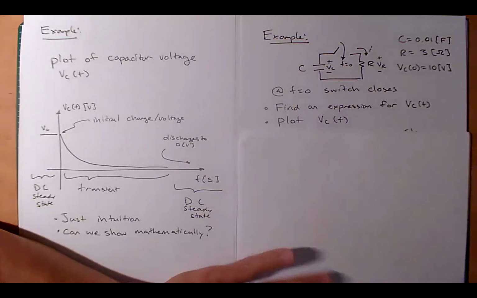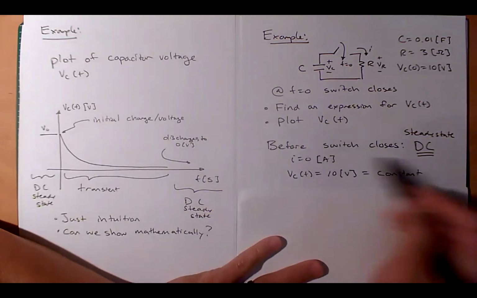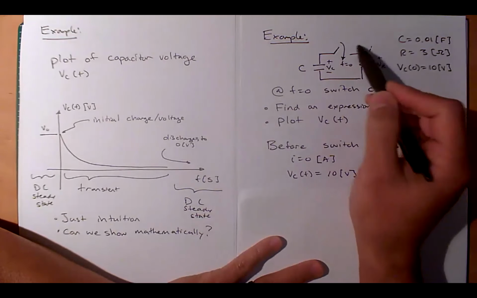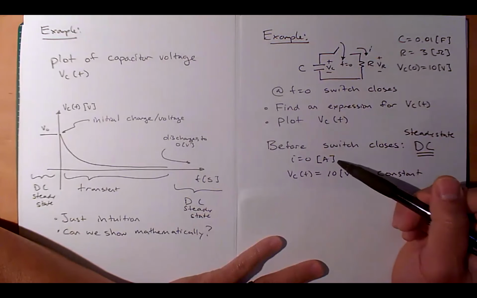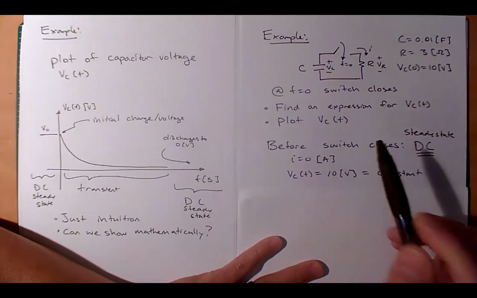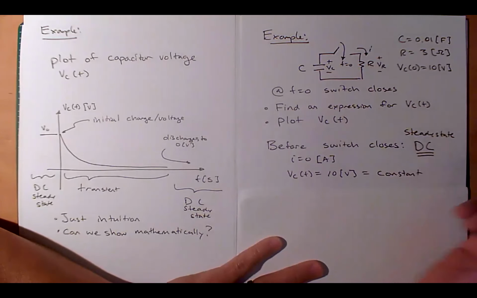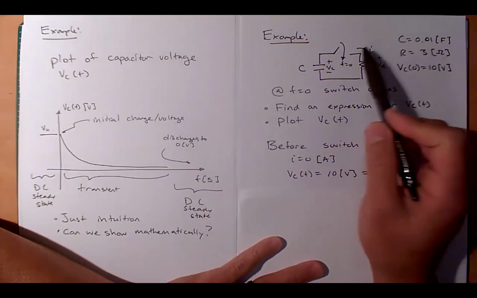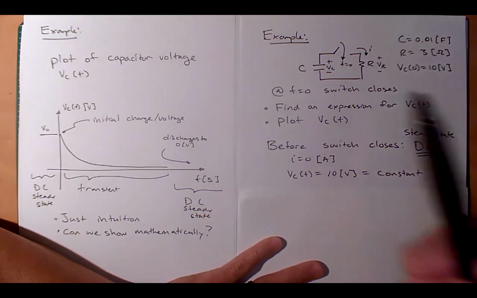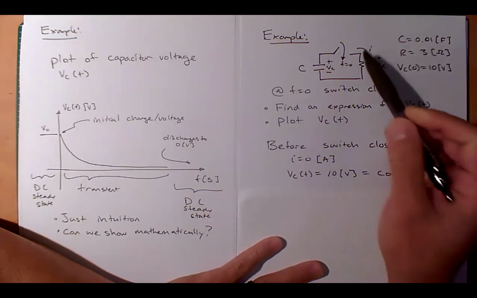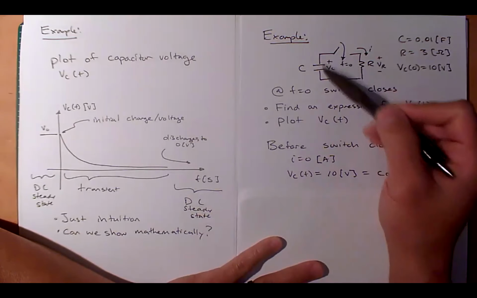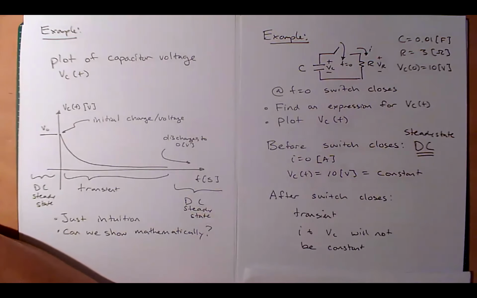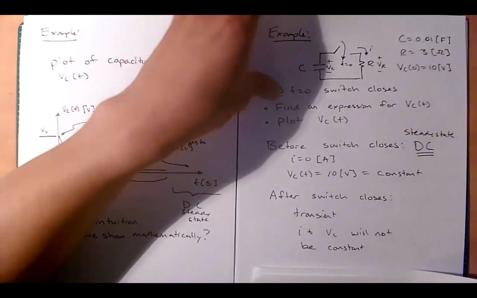All right, okay, so before the switch closes, let's remember everything's in steady state, no current. Well, just because something's in steady state doesn't mean that the current has to be 0. It means the current's not changing. So I just want to make sure that you guys have that distinction, all right? In this case, the current's not changing and it's 0. But in a general case, steady state means it's not changing, not necessarily 0, okay? We'll say that this VC is 10 volts and is constant. And we know after the switch closes, we get the transient conditions, and I and VC will not be constant.